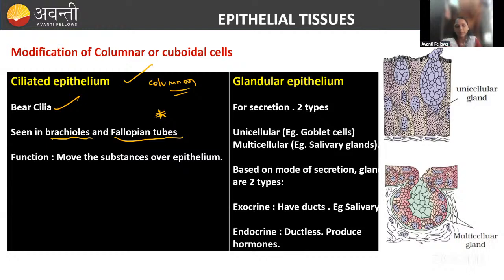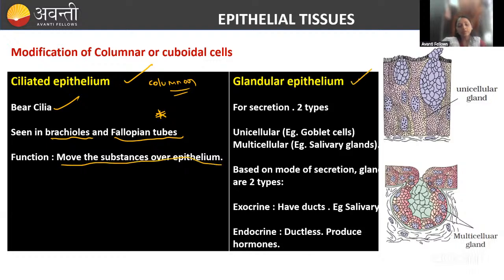Then coming to the fallopian tube, in the female fallopian tube, the egg is going to be produced, right? In the ovary, it is produced. Then finally, it will come to the fallopian tube, right? The movement of the egg is done by the cilia, the ciliated epithelium. It will move like this. Okay, remember, the main function is to move the substance over the epithelium.